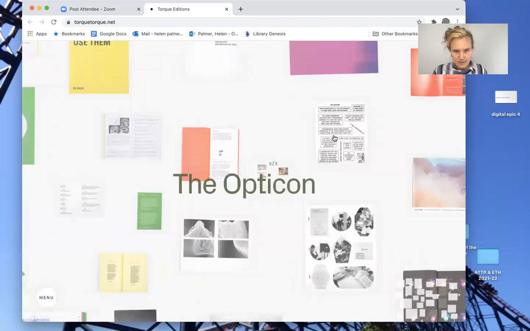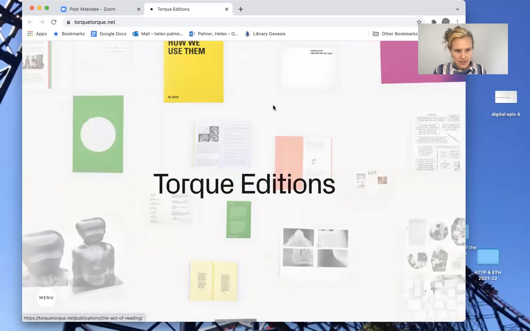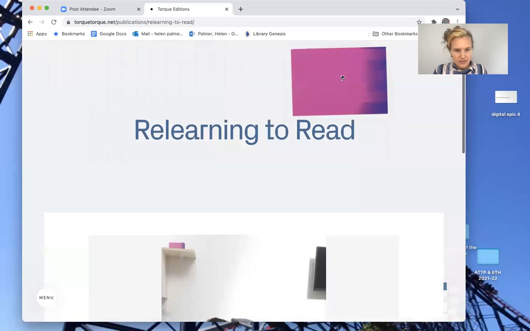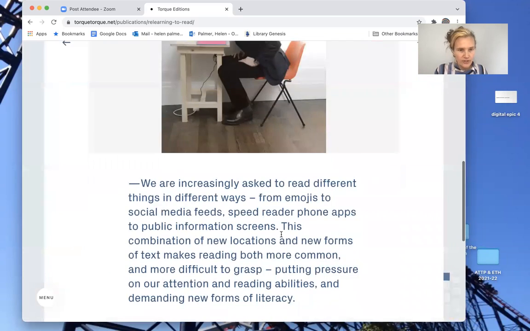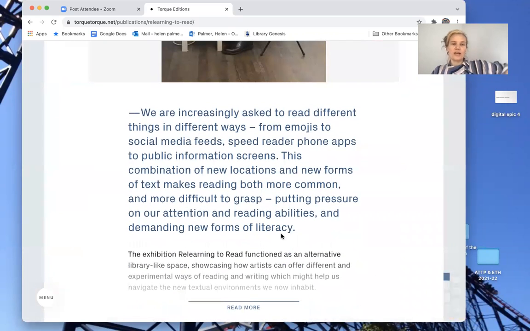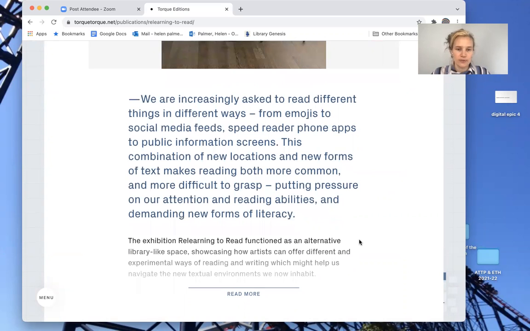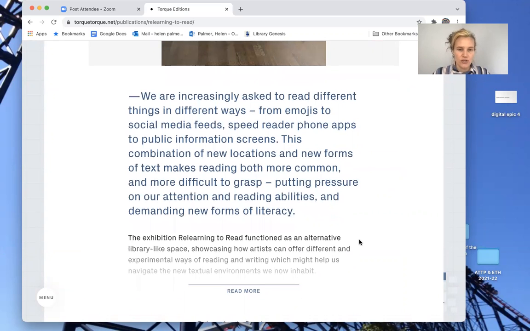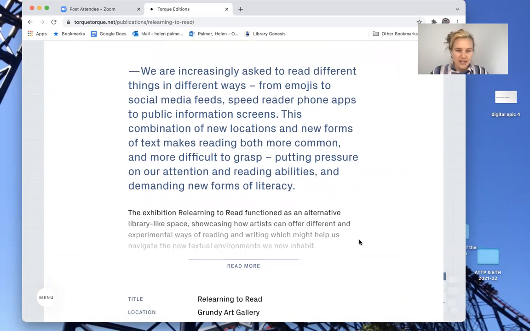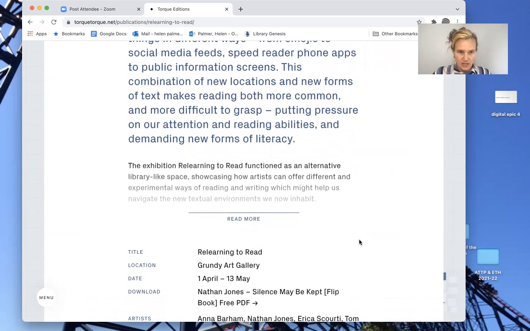The projects that these two artists based in the UK, Relearning to Read, these are all different projects that they've worked on. So here, this is one of their little statements. "We are increasingly asked to read different things in different ways, from emojis to social media feeds, speed reader phone apps to public information screens. This combination of new locations and new forms of text makes reading both more common and more difficult to grasp, putting pressure on our attention and reading abilities and demanding new forms of literacy."